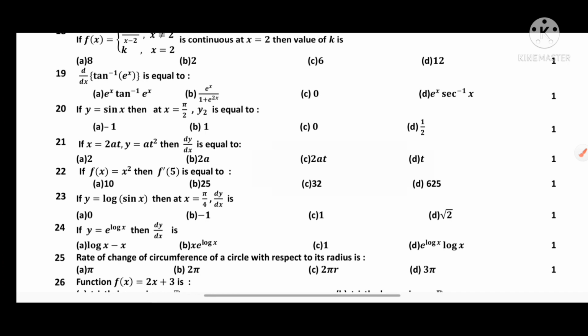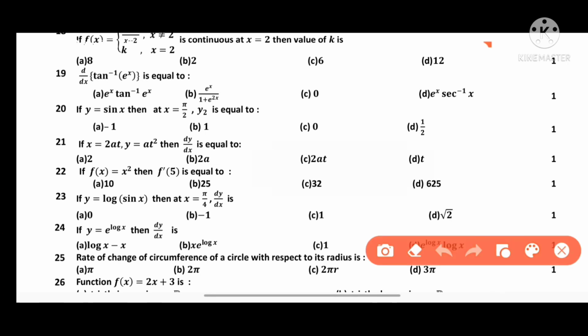Next, differentiate tan inverse e raised to the power x. Now differentiation of tan inverse is equal to 1 by 1 plus x square, that is e raised to the power 2x, and differentiation of e raised to the power x is equal to e raised to the power x. So answer is B option.